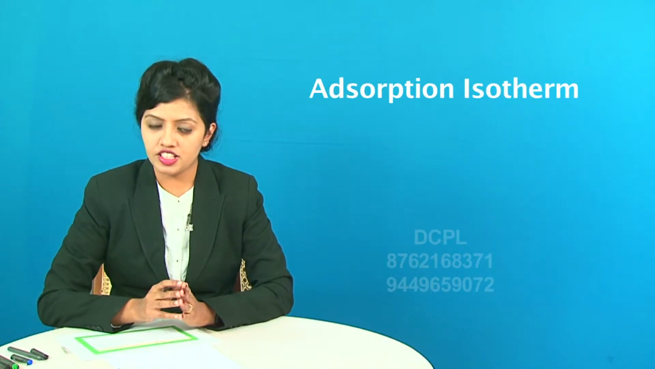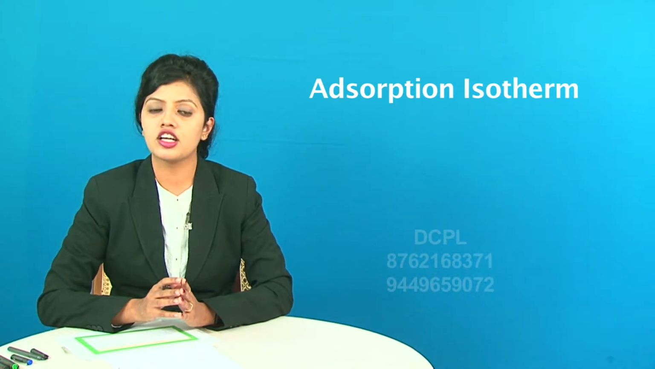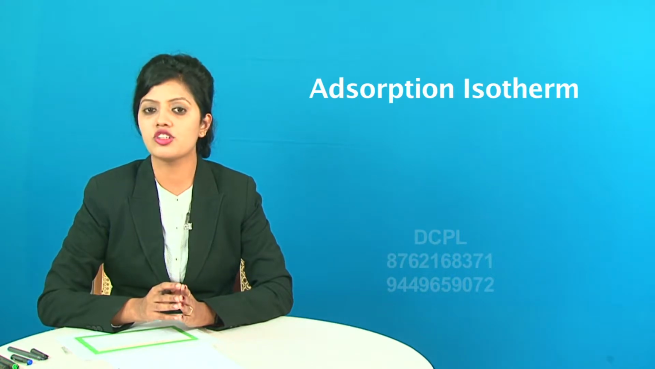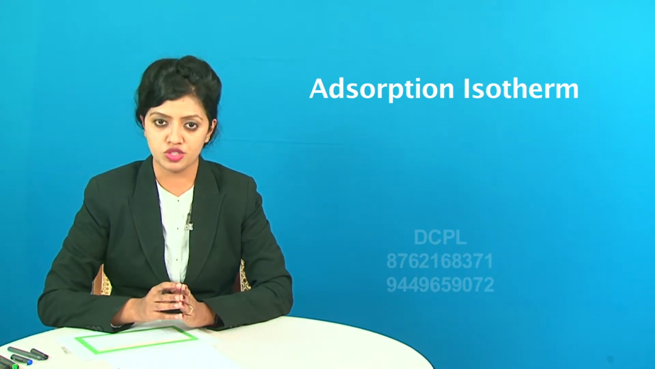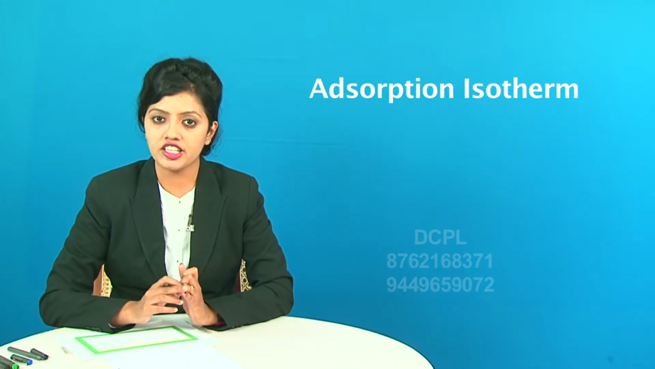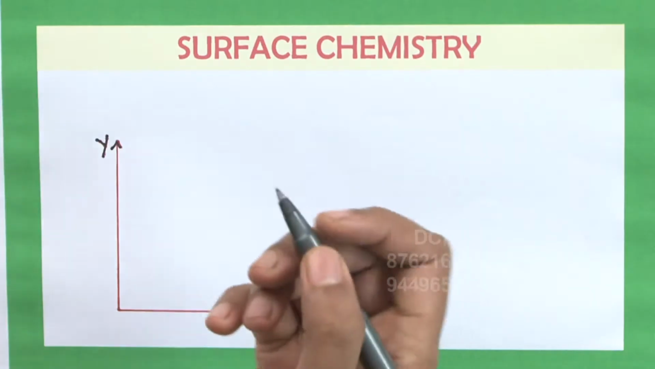A mathematical expression or a graphical representation which relates the adsorbate on the adsorbent at equilibrium pressure and at constant temperature is known as adsorption isotherm. There are two types of adsorption isotherm: Freundlich adsorption isotherm and Langmuir adsorption isotherm. Let us write down that.